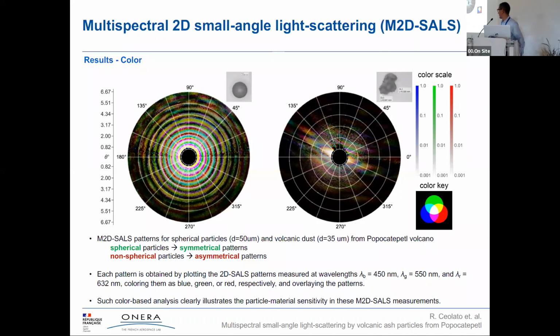So this is just an example of color-based analysis to illustrate the importance of spectral scattering, not only for sizing application, but also to extract some information about the material that is also linked to the refractive index that has a spectral dependence, as we've seen in a couple of talks before. The spectral determination and measurement of refractive index is a big concern in the atmospheric community, and I would say the scientific community, because there's a lot of application and interest in measuring the refractive index at several wavelengths.